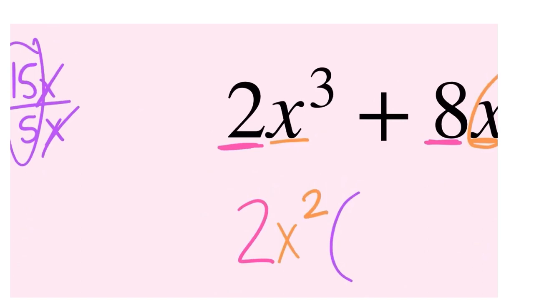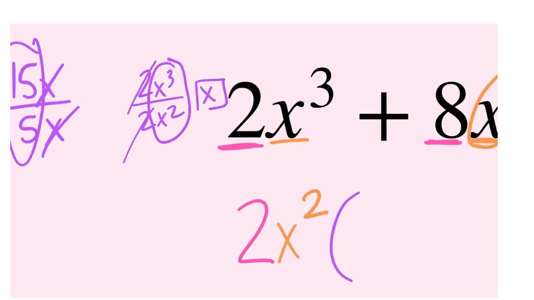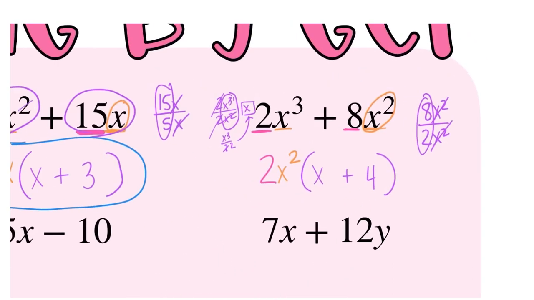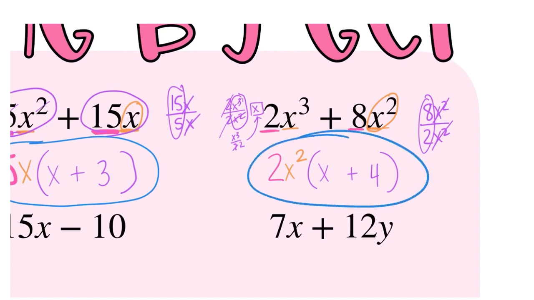So 2x cubed, if I divide 2x cubed by 2x squared, well, the 2's will cancel. And x cubed divided by x squared, I would only have 1 x left over, right? So 2 of these x's would cancel out with 2 of these, and I would only have 1 left. So remember quotient rule, right? If you divide these, you end up with just 1 x left over. So this would be x in our parentheses. If I divide 8x squared by 2x squared, well, the x squareds cancel out, and 8 divided by 2 is 4. So this becomes plus 4. So that is the second one.